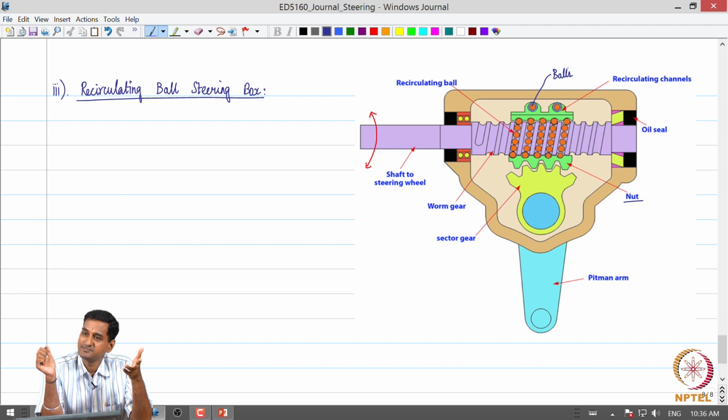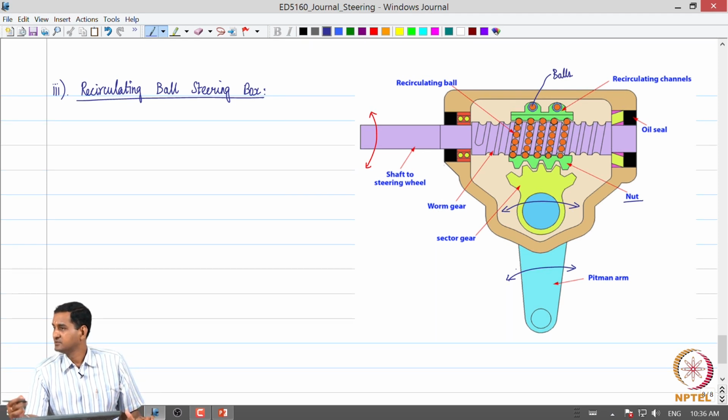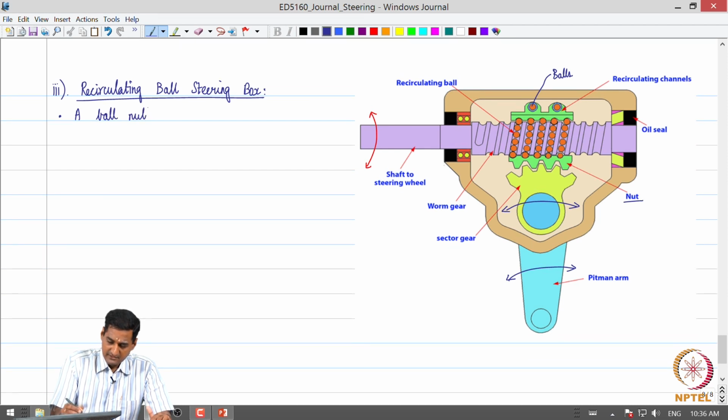So, the frictional losses become reduced, and it becomes relatively easier to transmit the motion from the worm gear to the Pinion arm. And this nut is meshed with the sector, and the sector is rotated and the Pinion arm is rotated, okay. So, that is how the motion is transmitted. So, we can see that a so called ball nut is meshed with the worm gear.